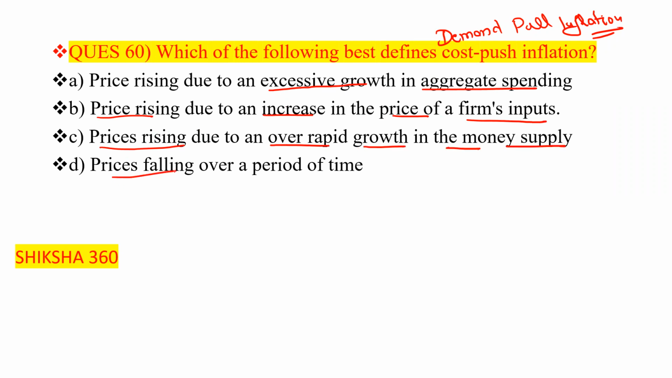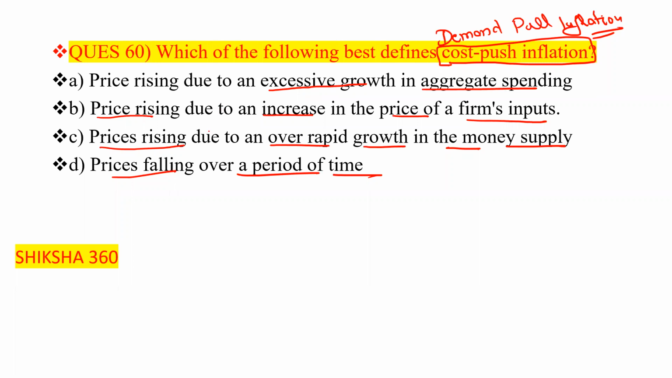Fourth one is price falling over a period of time. Which of the following basically best defines the cost push inflation? So cost push inflation, basically what is that?